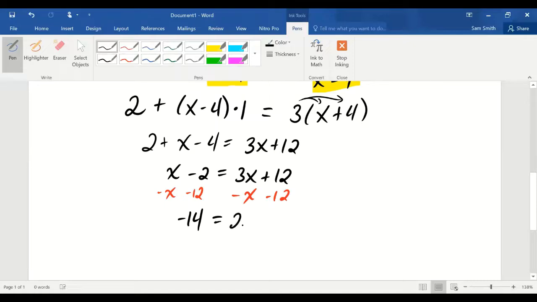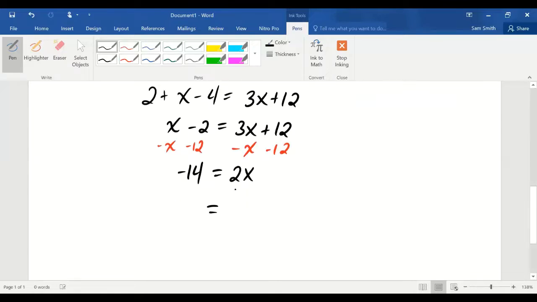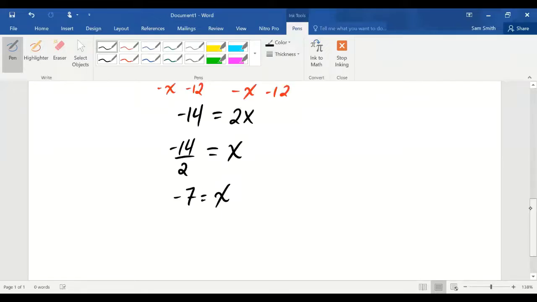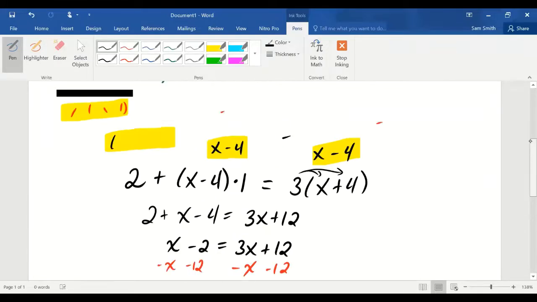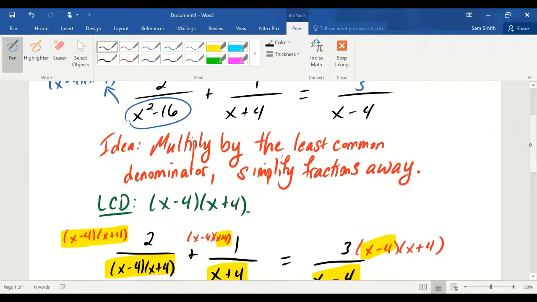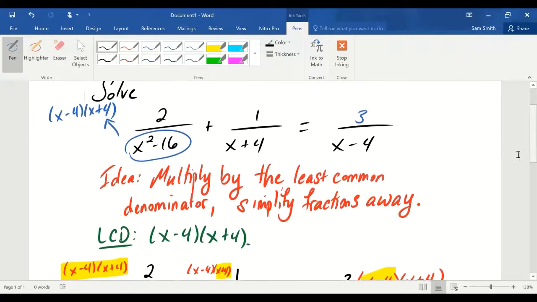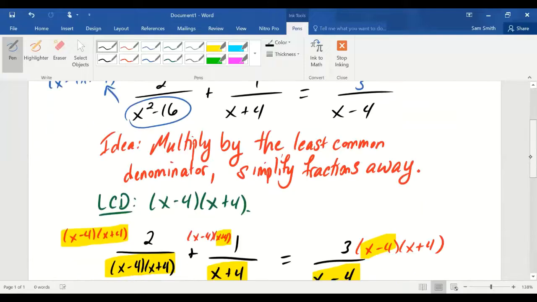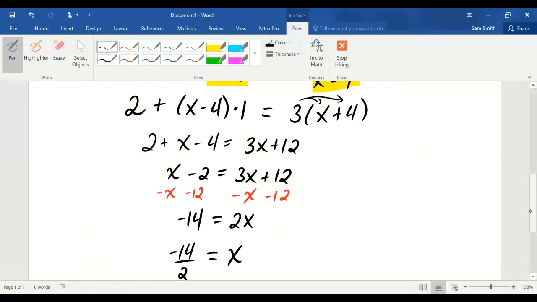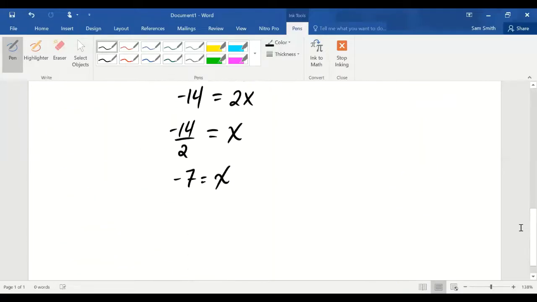3x take away x is 2x, and 12 take away 12 is gone. So that tells me that x itself would have to be negative 14 divided by 2. X would have to be negative 7. And so, by clearing the fractions, by multiplying both sides of the equation by the least common denominator, we got a linear equation which we could solve the old-fashioned way.